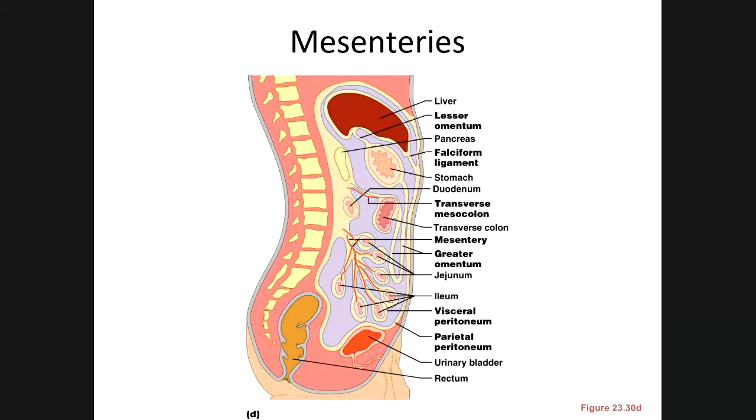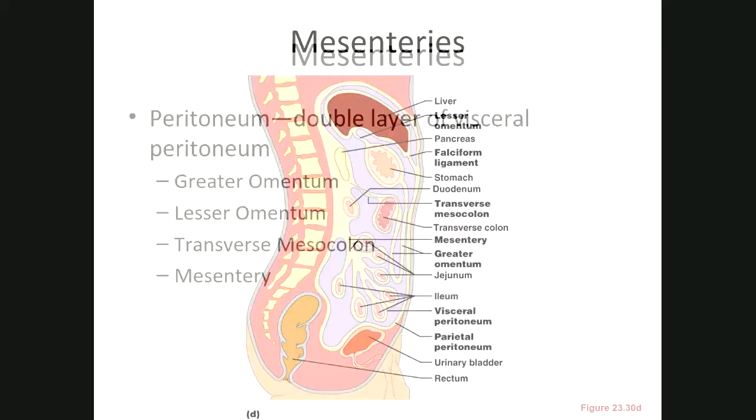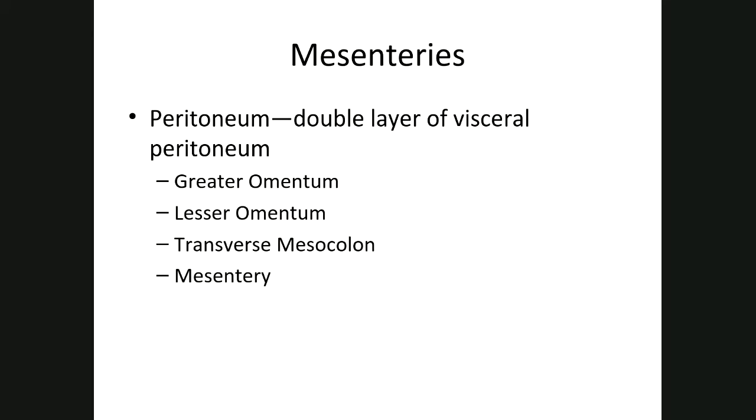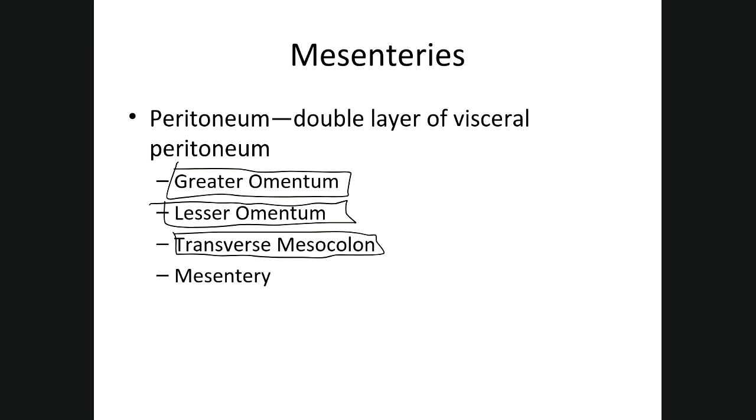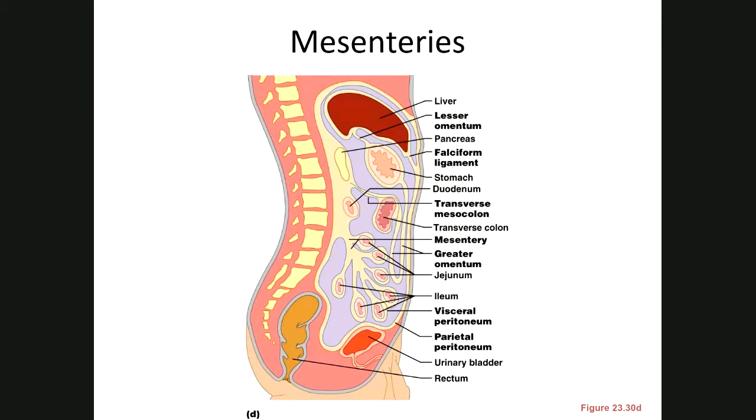Well, some mesenteries have names. So some of them have their own name. One of these is the greater omentum. One of them is the lesser omentum. The transverse mesocolon. Those are the only ones we're going to look at. The rest of them pretty much are just called mesentery. So if we look at the greater omentum, it's this one. It hangs down like this, almost like an apron. And it hangs down in front of the small intestines like an apron, just like this.